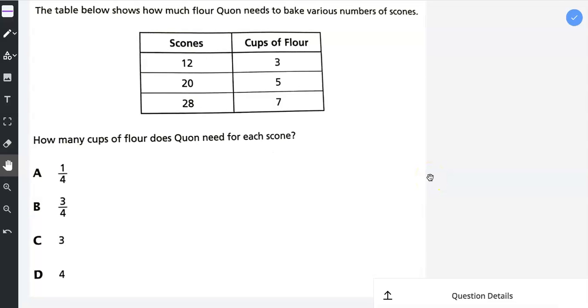Problem number 4. The table below shows how much flour Quan needs to bake various numbers of scones. So we have scones on the left, cups of flour on the right. How many cups of flour does Quan need for each scone?